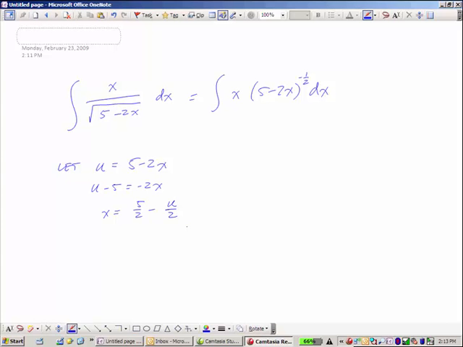Same thing. Are people okay with the algebra that I did? I just solved this problem for x, and I got x equals 5/2 minus u over 2. Is that all right? Yeah. You sure? All right. The other piece I need is I need to know what u prime is equal to. Negative 2. I'm going to write it in Leibniz notation. du dx equals negative 2. So du equals negative 2 dx, or dx equals negative 1/2 times du.